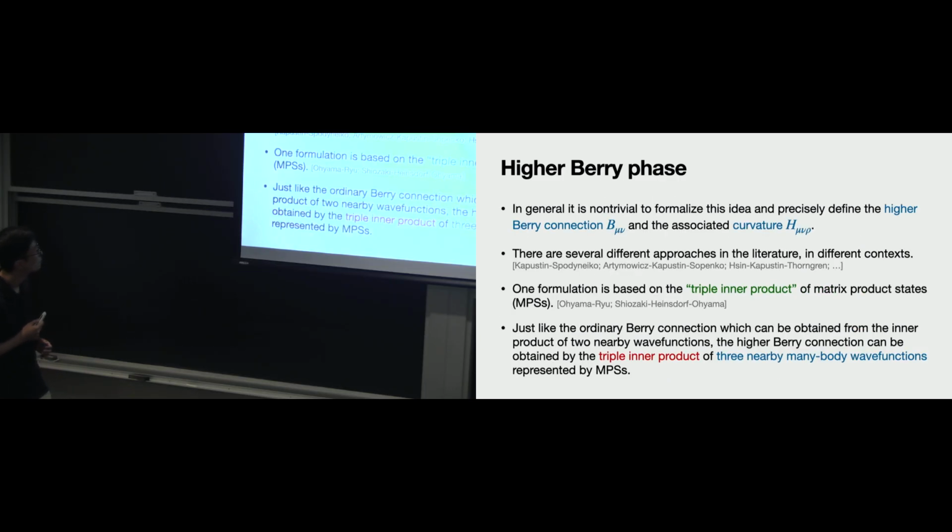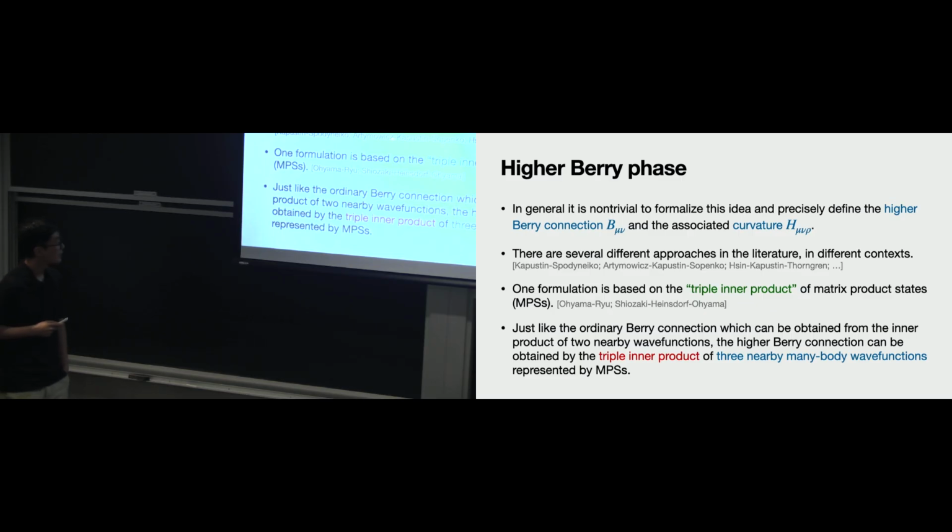Okay. So the previous picture was just some intuition, but in general, it can be challenging to formalize this intuitive idea and to precisely define the higher Berry connection, B mu nu, and the associated curvature, H mu nu rho. And depending on the context, for instance, depending on whether we are interested in continuum field theories or in spin chains and so on, there can be different definitions. And in fact, in the literature, various different approaches have been taken.